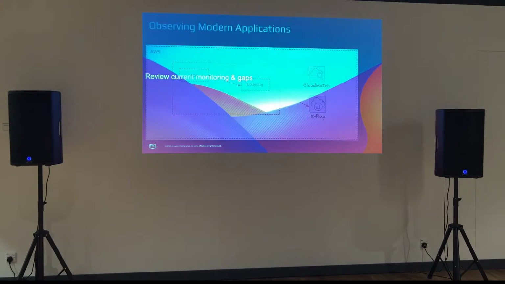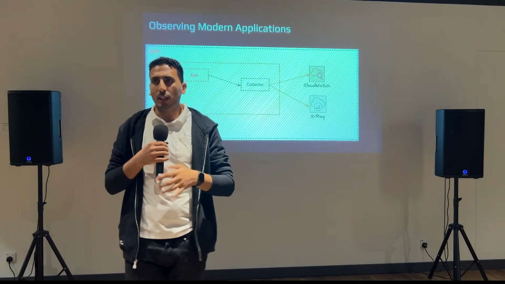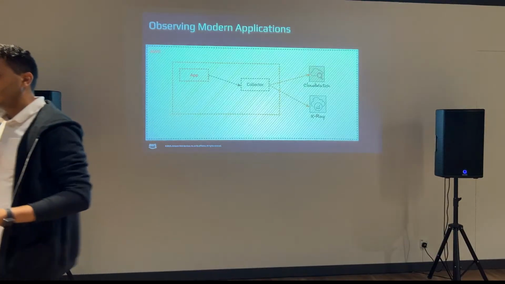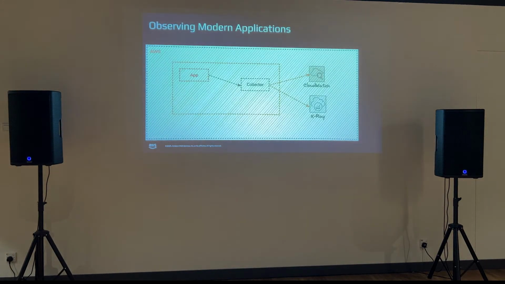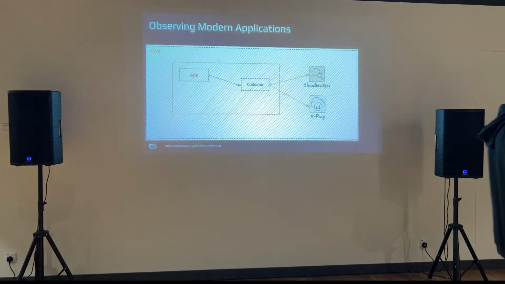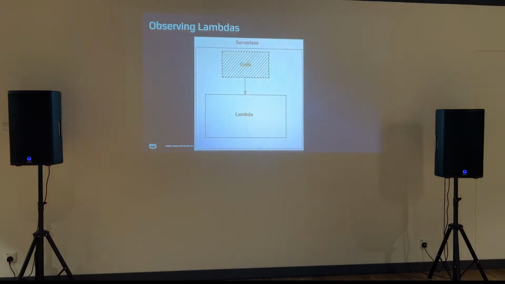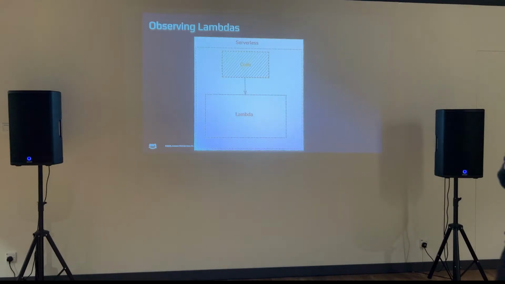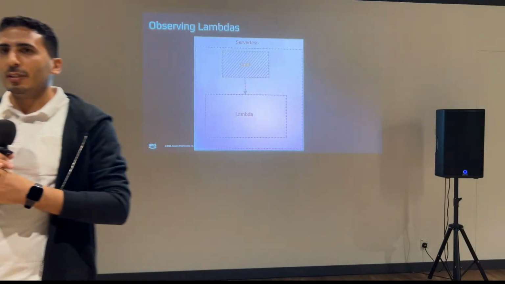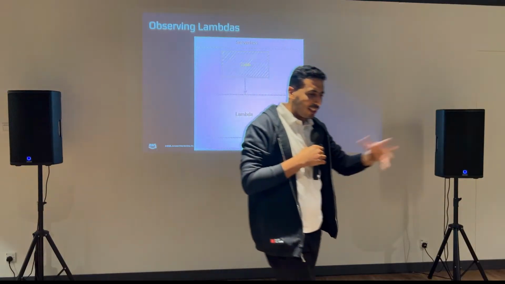For the current monitoring of modern applications, we have a server always running, we put the agent there, it's always up and running, and we send data to CloudWatch or X-Ray, or any backend. OpenTelemetry can support any backend, right? But with serverless and Lambda, there is no server. Where are we going to put the agent if there is no server? It's really serverless.